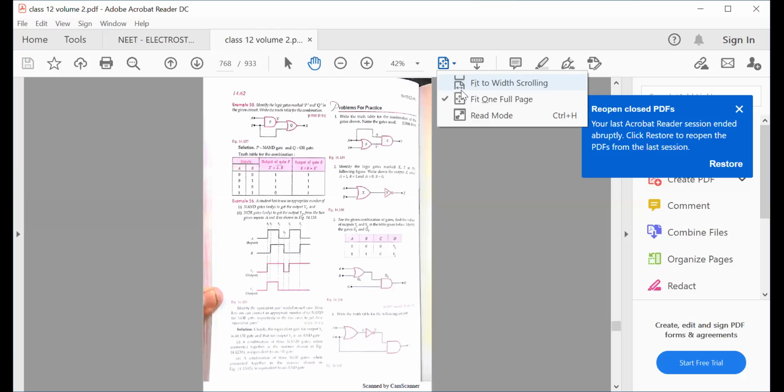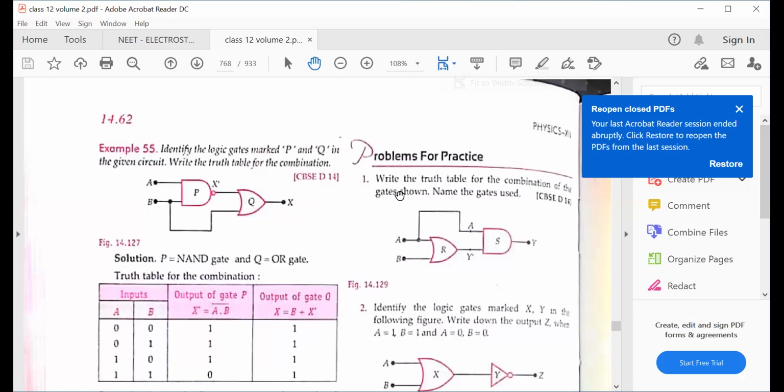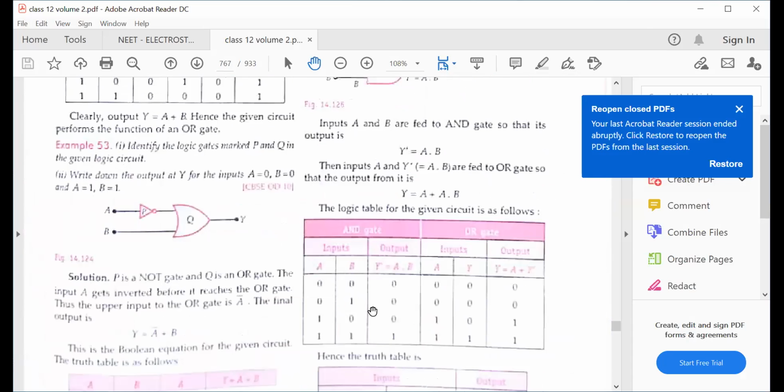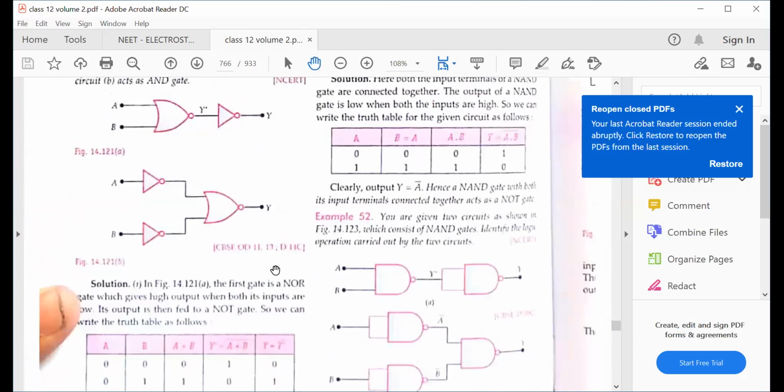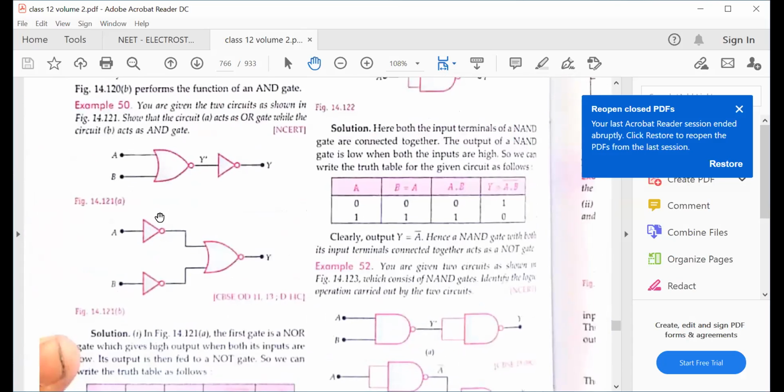Okay, can you hear me? Sorry, it was disconnected. I'll display the PDF directly. You can see the PDF. First one is your AND gate. So please do the second one. Example 51. Please do this too. Try to find the output for it.